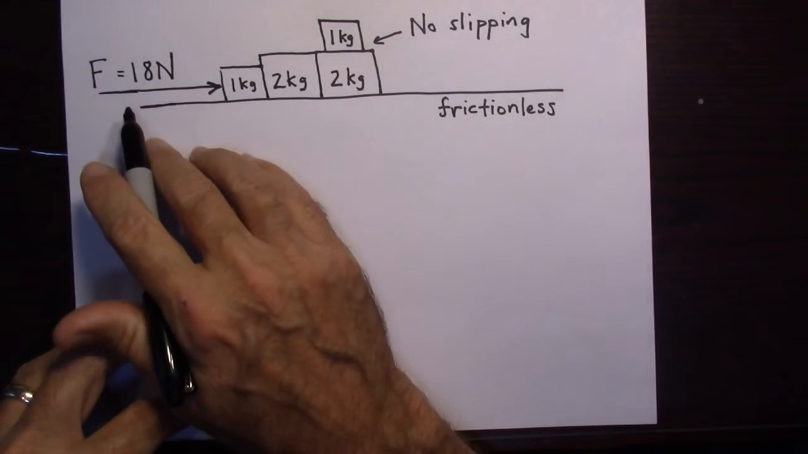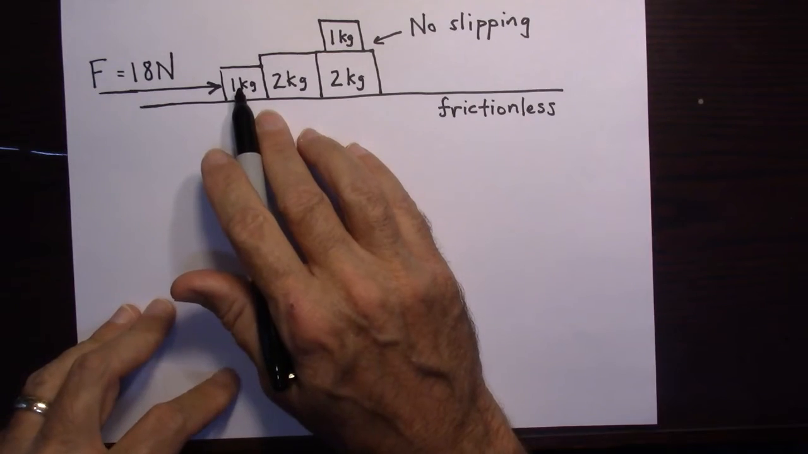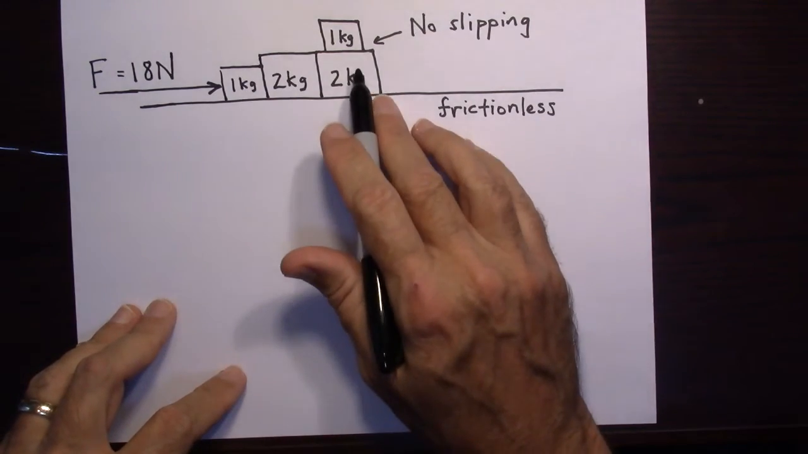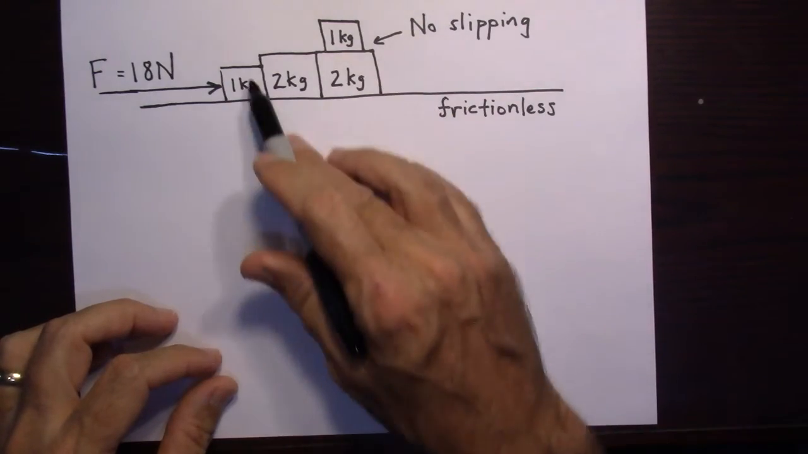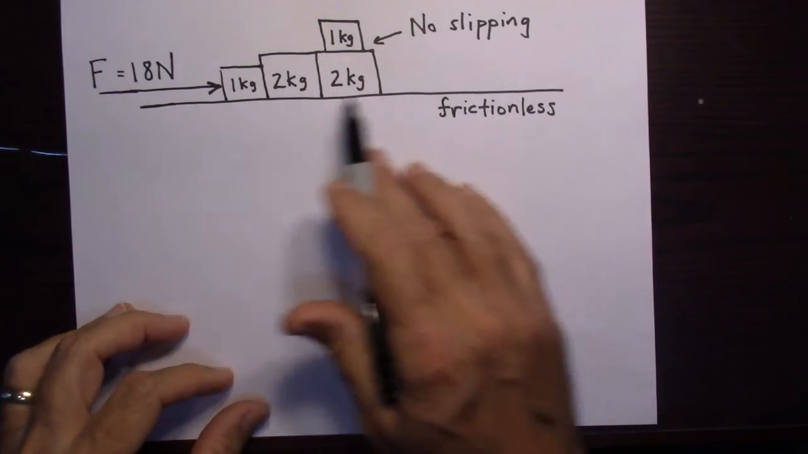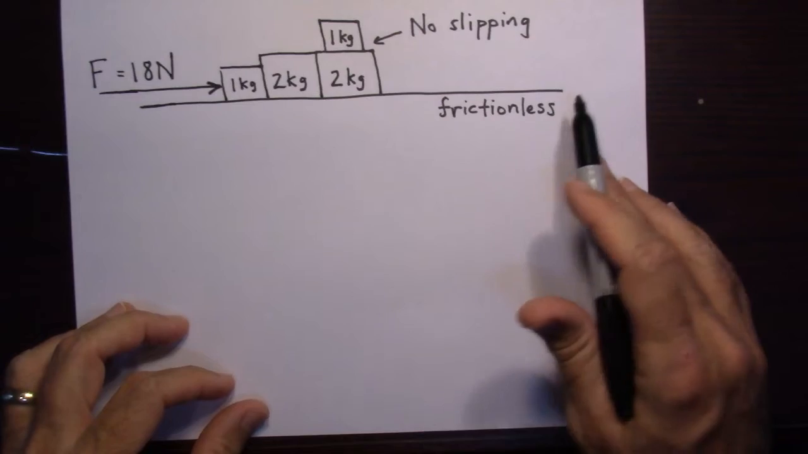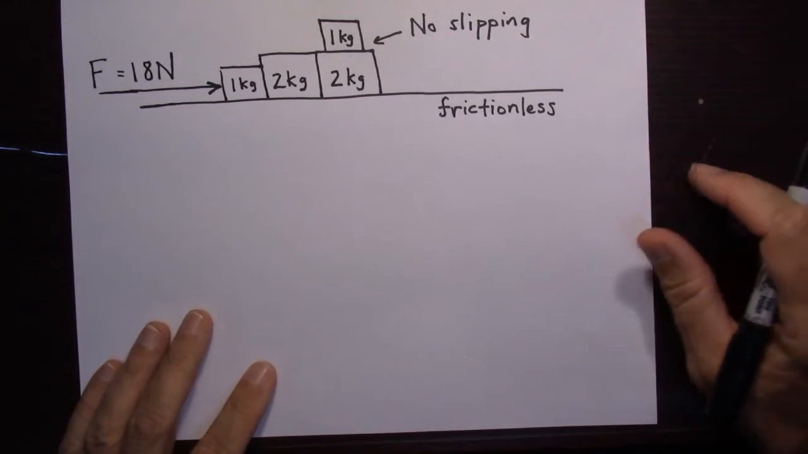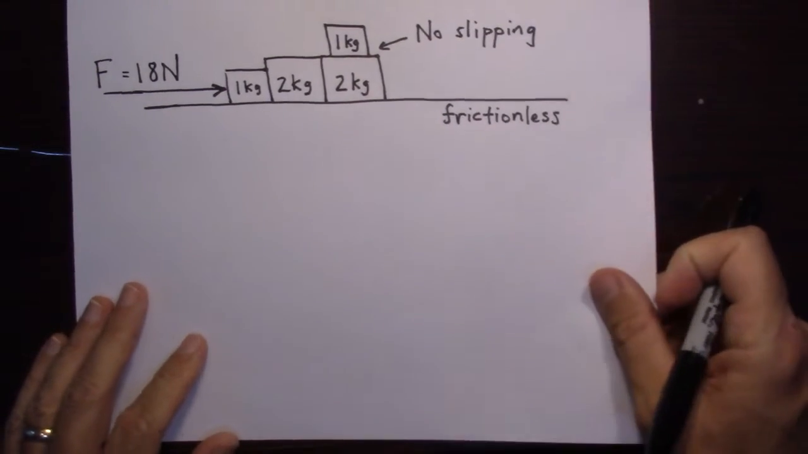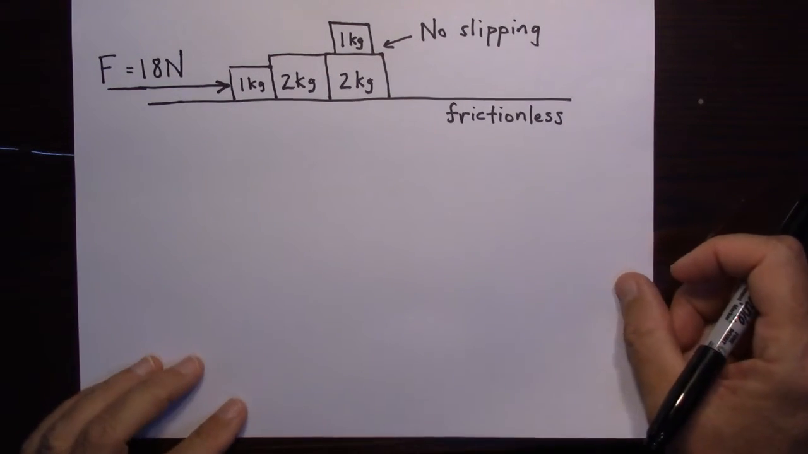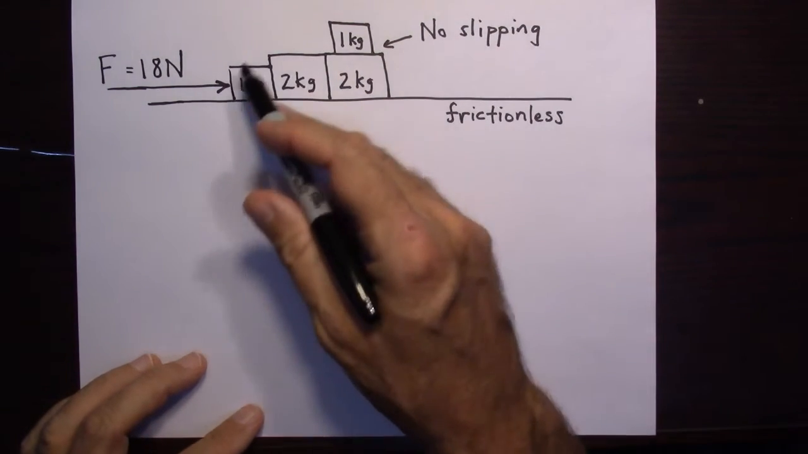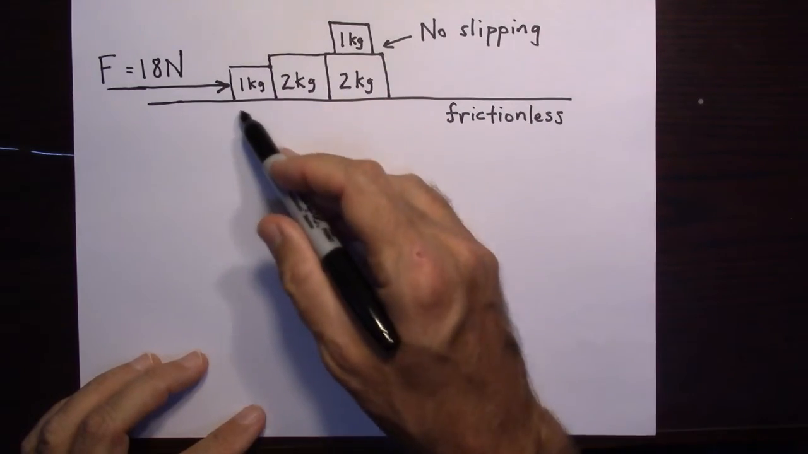Let's say you have a 1 kilogram block, a 2 kilogram block, a 2 kilogram block, and a 1 kilogram block. There's no slipping here, so everything's going to accelerate to the right on this horizontal table. It's frictionless, just to make things a little easier. All right, and so let's first find the acceleration of the whole system by looking at the entire system.